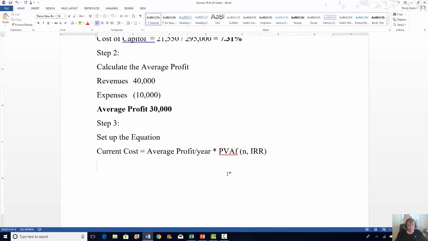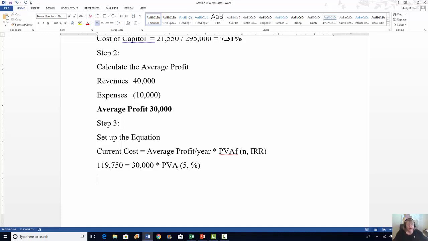Okay, so our current cost is $119,750, and our average is $30,000 multiplied by, I do not know why I have that in parentheses. I shouldn't. So we're going to take them out. $30,000 and the present value of an annuity. And we have for 5 years, and we don't know the percentage. Okay. We do not know the percentage.